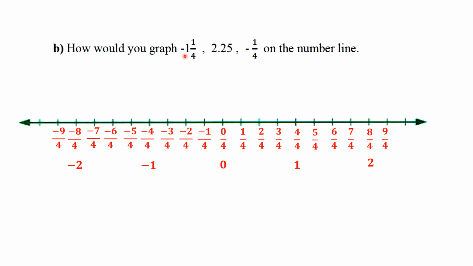The first one, negative 1.25. We will move to reach negative 1, and then we move one more step to the left, and we get negative 1.25. 2.25, we will move to the right till we reach 2, and then we move one more step to get 2 and 25 hundredths. Negative quarter, we will move from 0 one step to the left. Thank you.